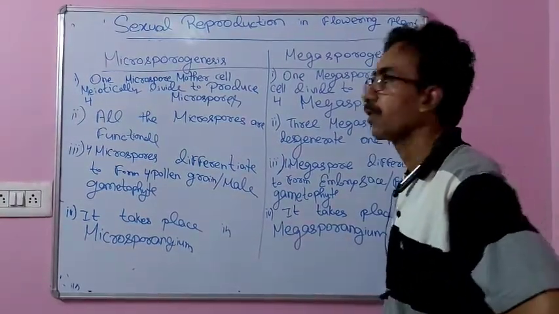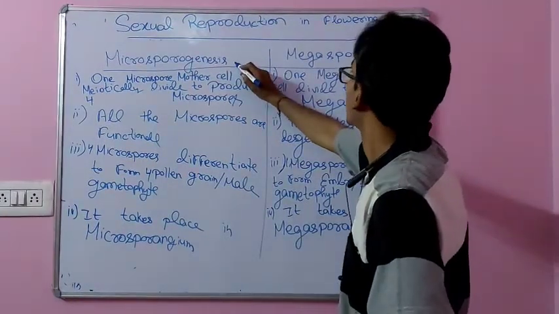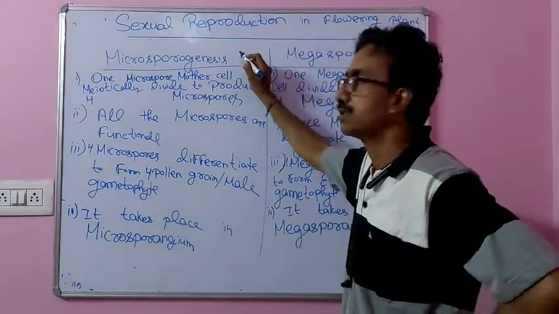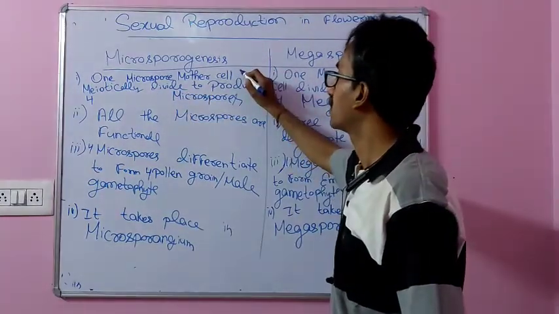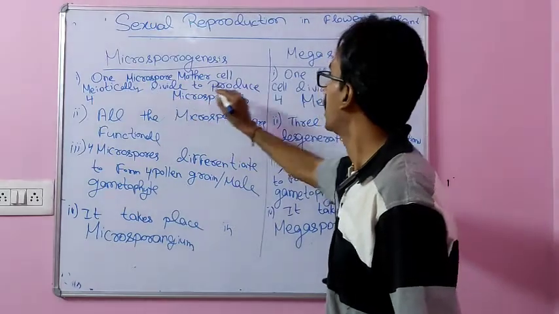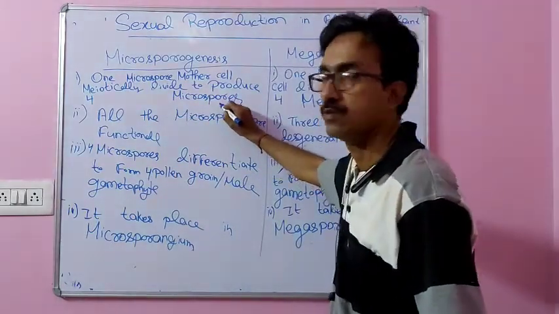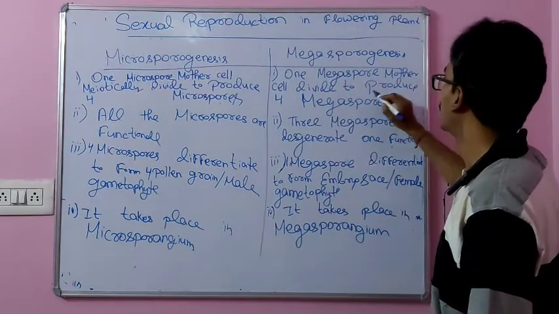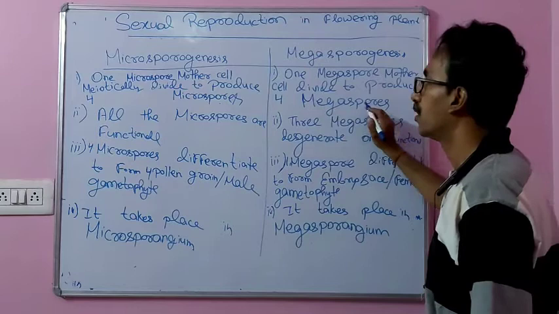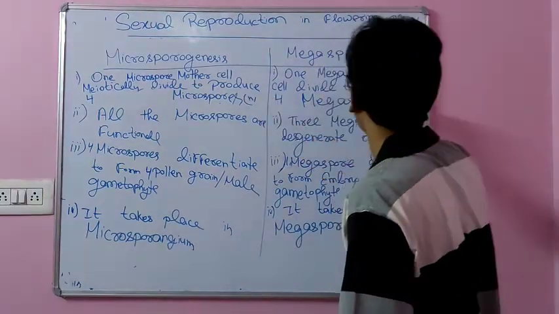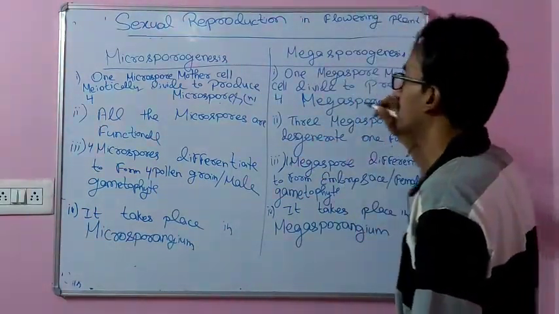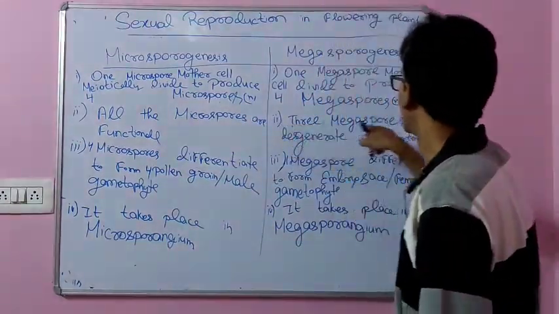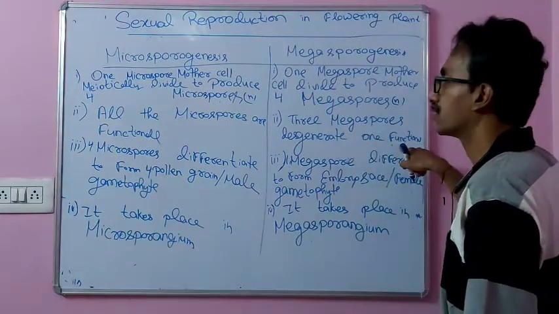See, let me differentiate microsporogenesis from megasporogenesis. During microsporogenesis, one microspore mother cell divides meiotically to produce 4 microspores. Whereas during megasporogenesis, one megaspore mother cell divides to produce 4 megaspores. Remember, all these microspores and megaspores are haploid structures. All the microspores in this case are functional. Here, 3 megaspores degenerate and 1 is functional.